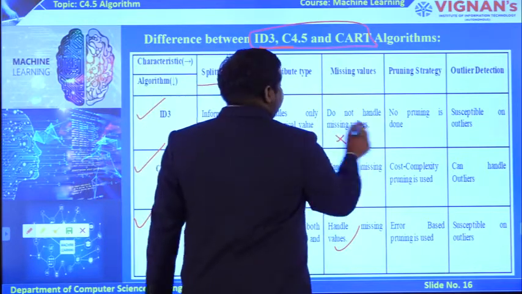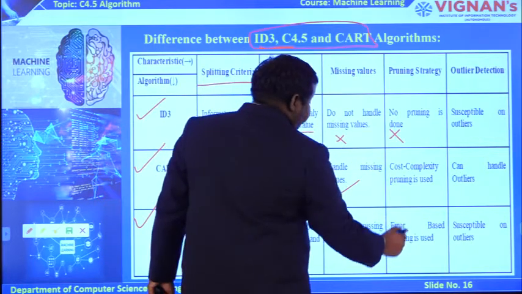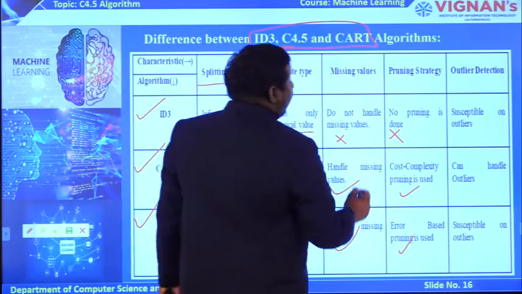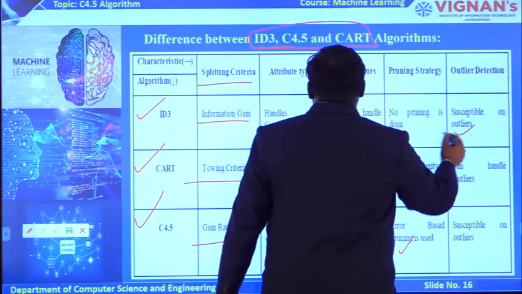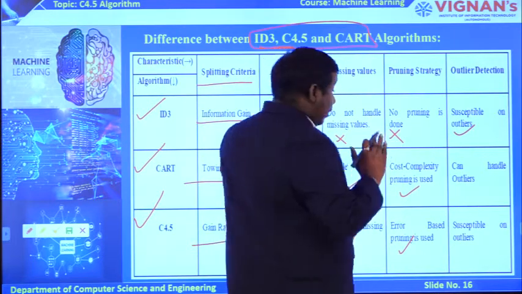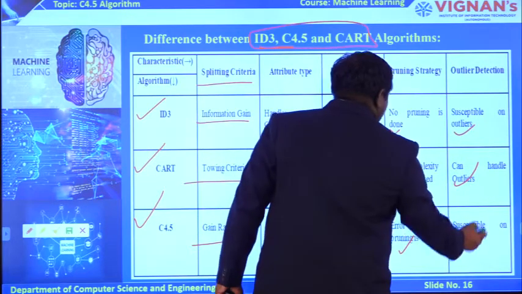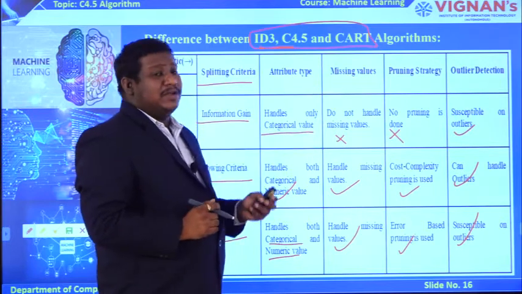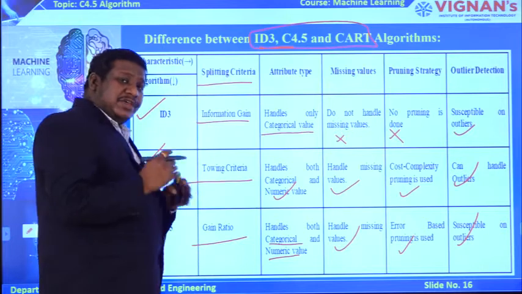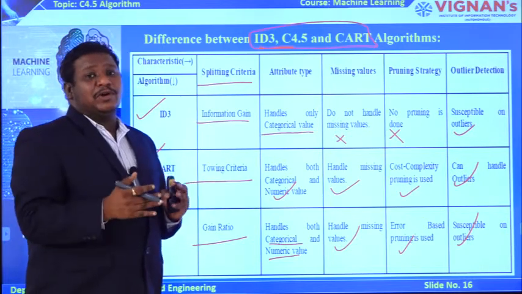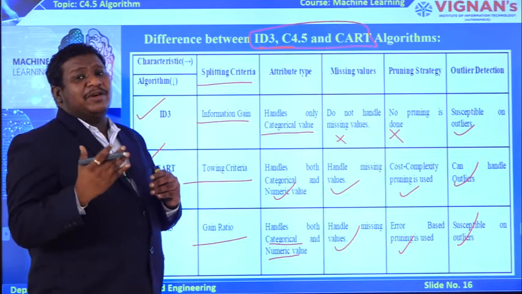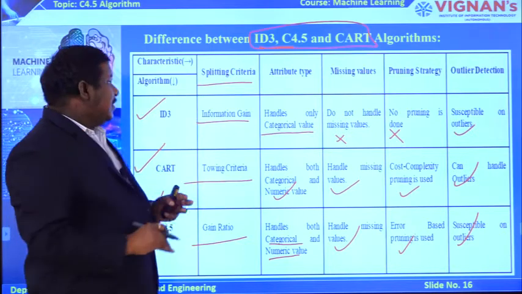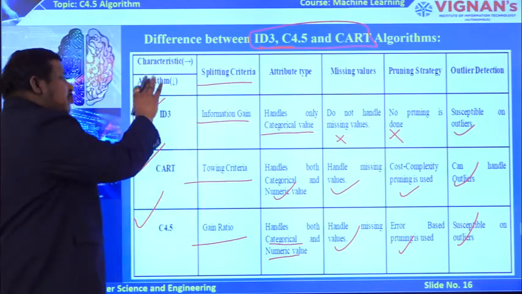Similarly, for pruning strategy, the ID3 algorithm does not use pruning, whereas cost pruning is used in the other two algorithms. If you take outlier reduction, the ID3 algorithm is always susceptible to outliers. From the three algorithms, the CART algorithm is the only algorithm which can handle outliers, whereas ID3 and C4.5 will be affected by the presence of outliers. I told you outliers will disturb the existing data. So, whenever you identify an outlier in your data, you try to avoid or remove that outlier from the actual data you have.